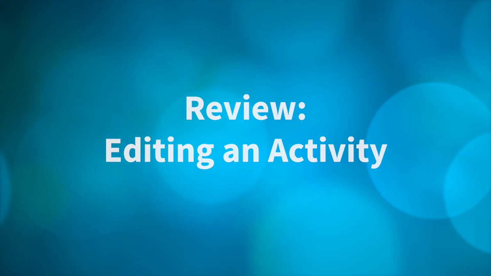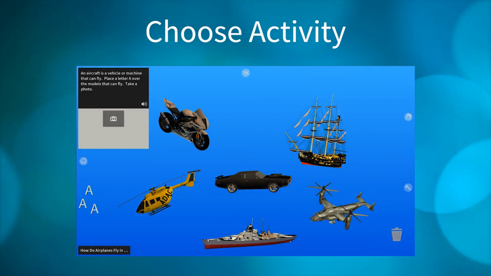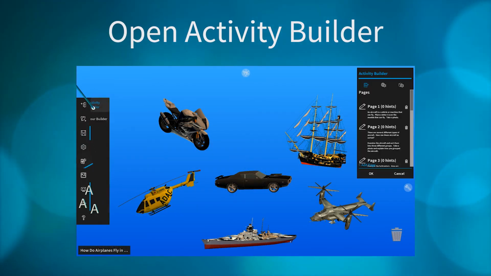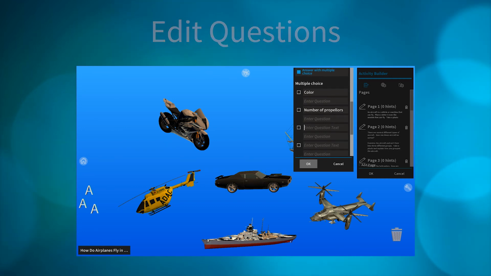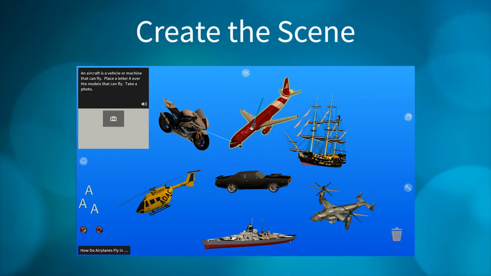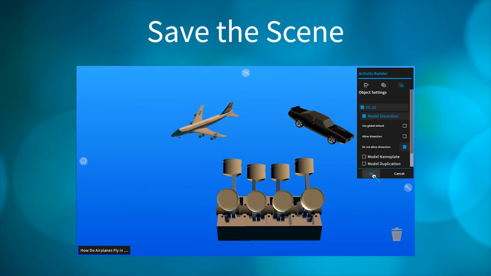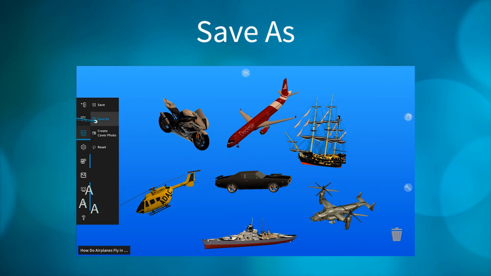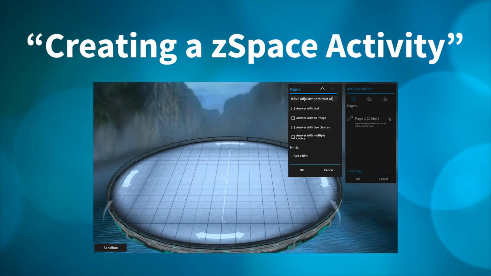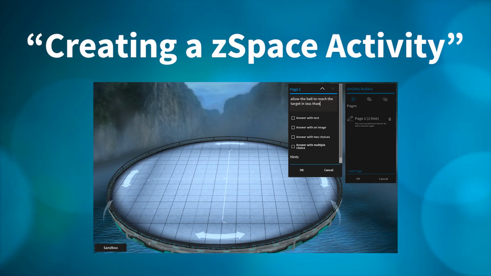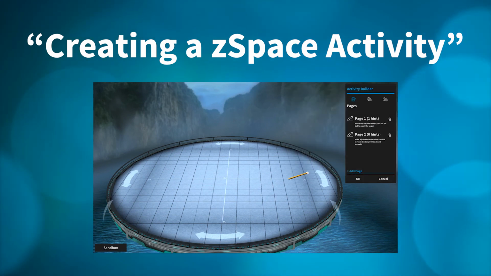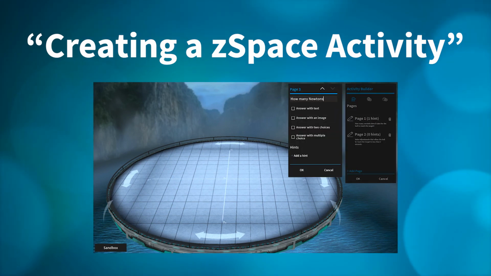Let's review the steps. I will choose an activity, open Activity Builder, edit the questions, create the scene the way I want students to see it, save the scene, and then click Save As. To find out how to create your own activity and hear some additional tips, check out Creating a zSpace Activity.